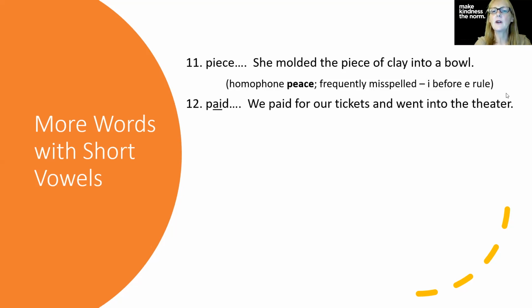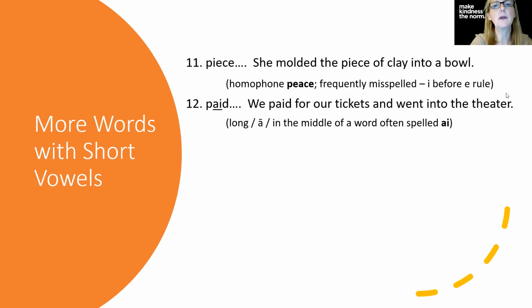Paid, we paid for our tickets and went to the theater. The long A in the middle of the word is often spelled with the AI.